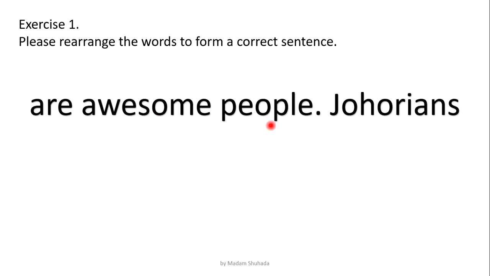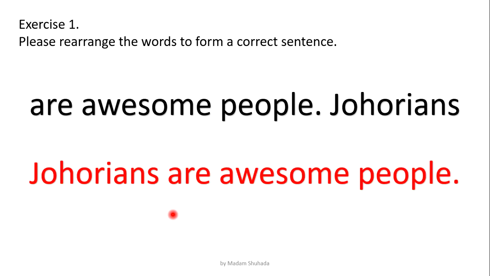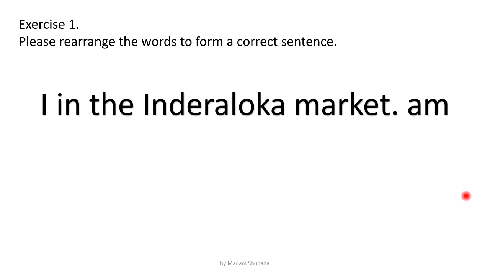Are, awesome, people, Johorians. You can pause the video and write the answer in the comment section. Okay, now let's check the answer. Johorians are awesome people. Johorians is the subject. You can see the word has an S here. So we use are to show plural. Awesome people.